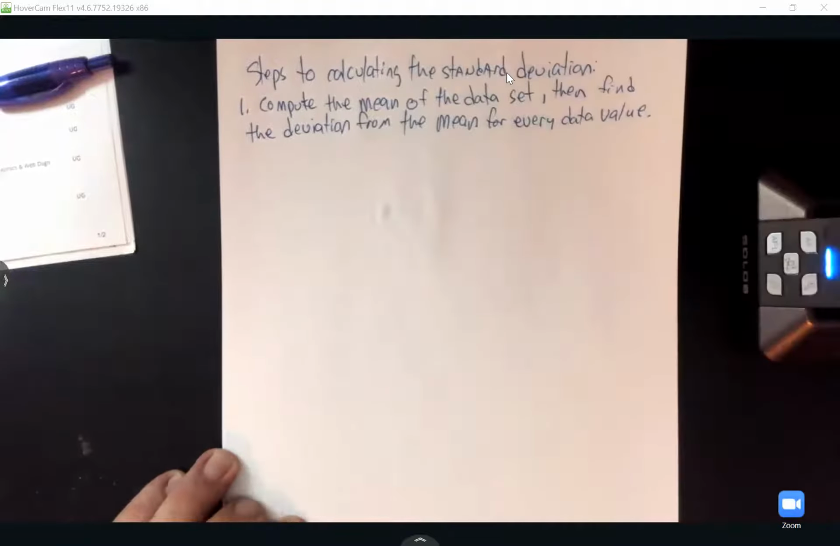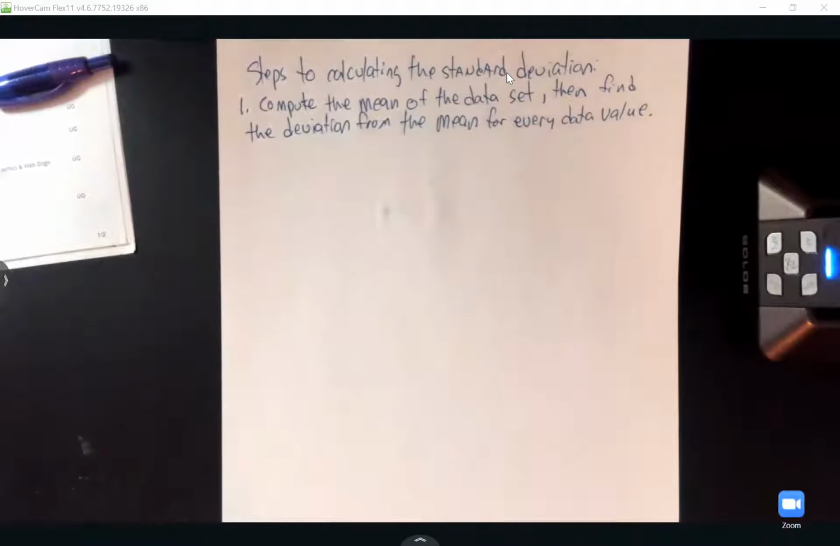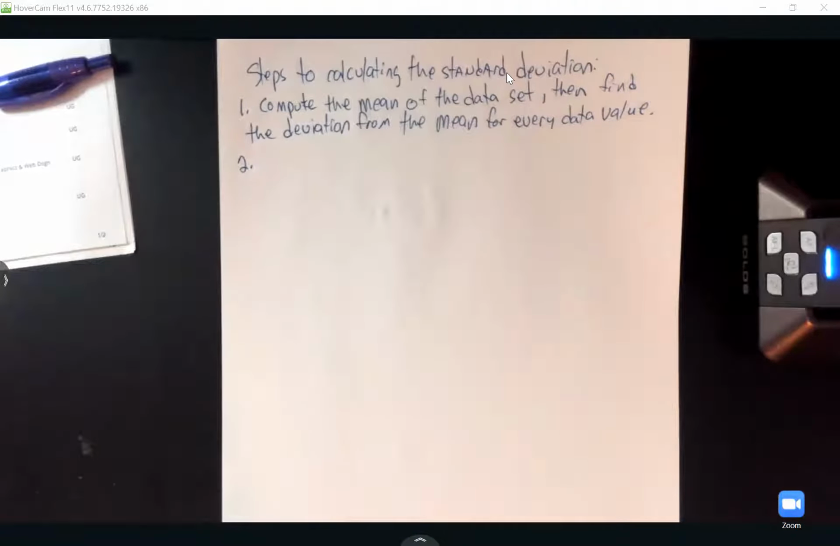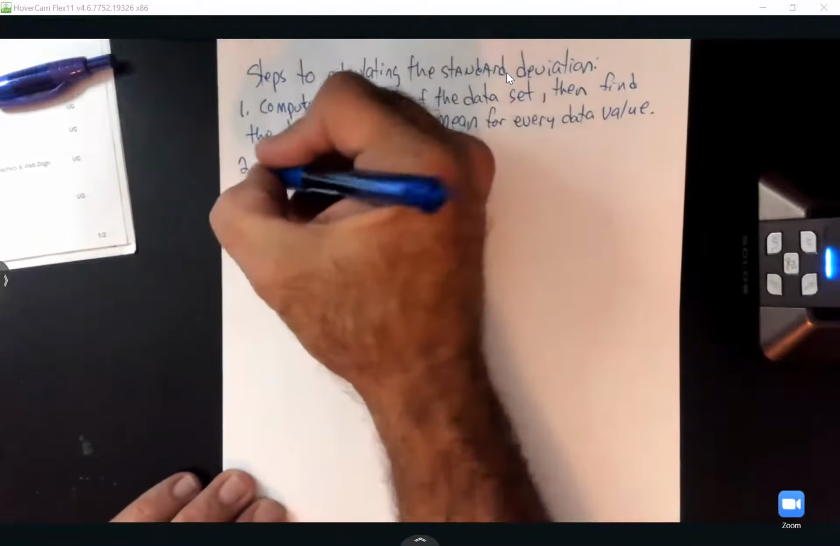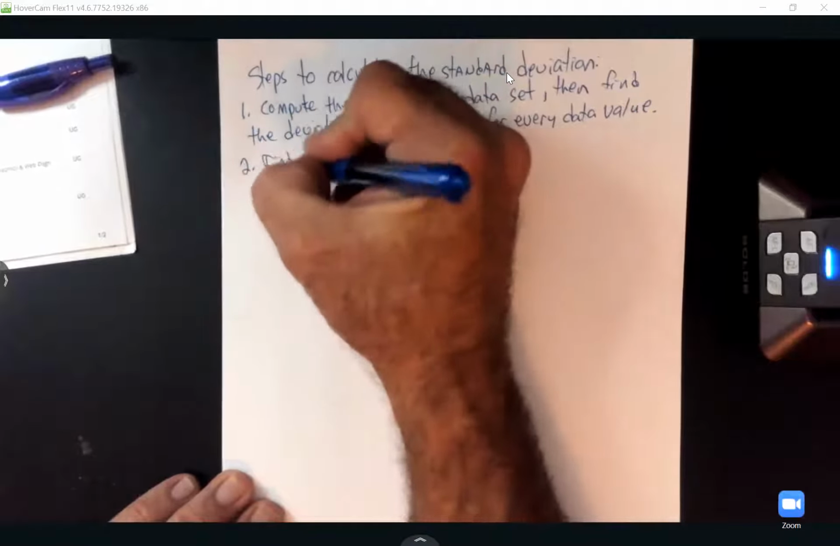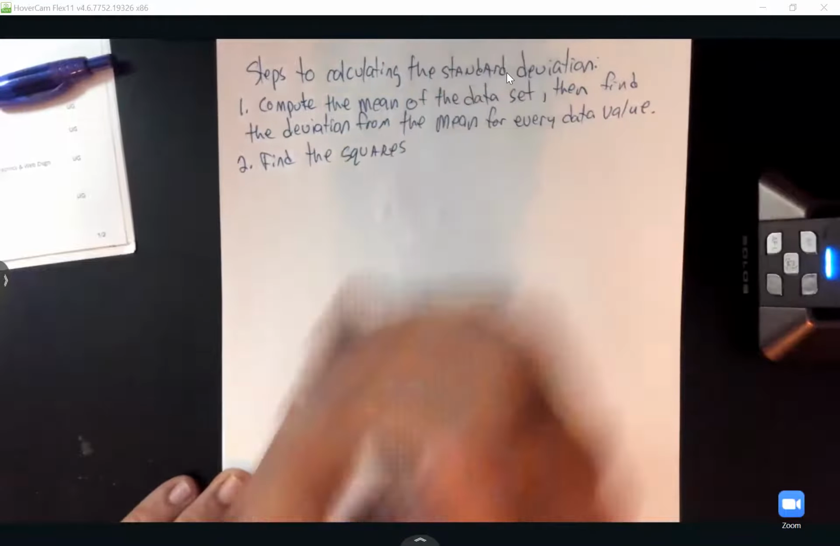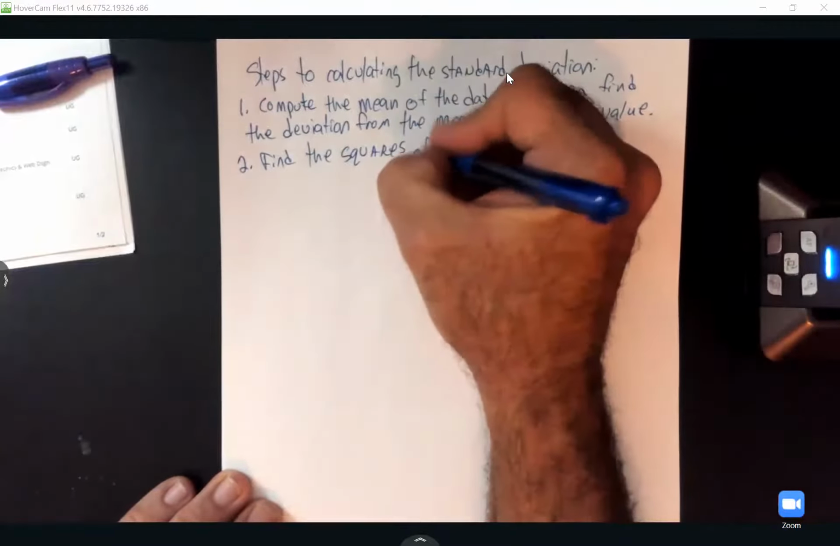Okay. Now, I'll work this, and we're definitely going to go through our steps really carefully on that. All right, once we get those data values minus the mean all done, the next step we're going to do, we find the squares of all deviations.